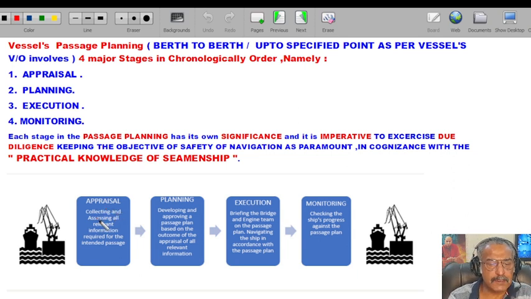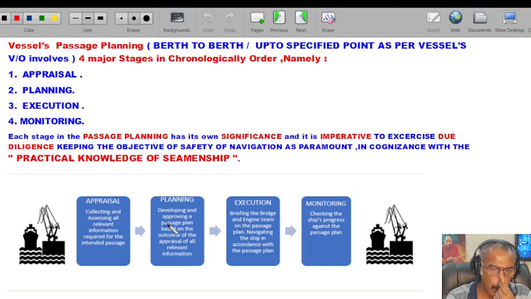Appraisal is collecting and assessing all relevant information required for the intended passage. That you collect all the data. If you get to know, as per the voyage orders, that you're going from point A to point B, then during your route, what publications, charts, the navigational publication charts, or anything and everything required for your navigational aspect do you have? You have to assimilate the data and collect it, and start working on it. That is your initial appraisal.